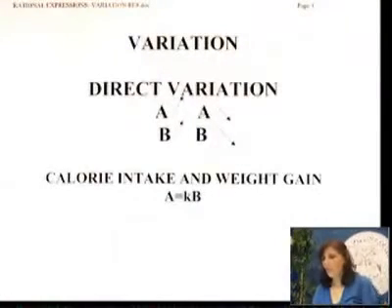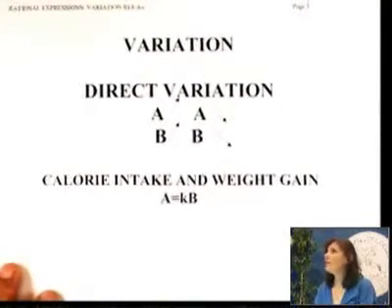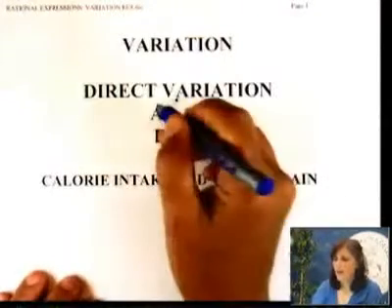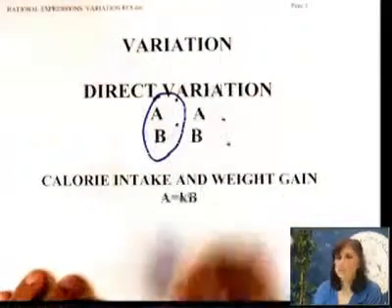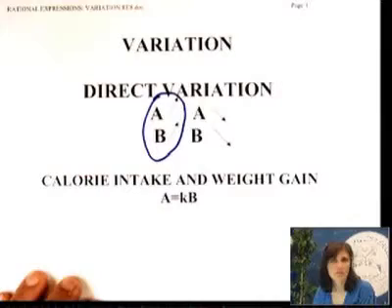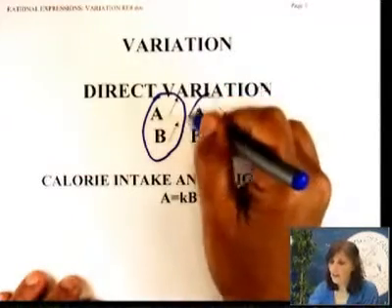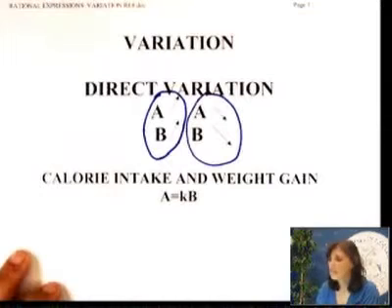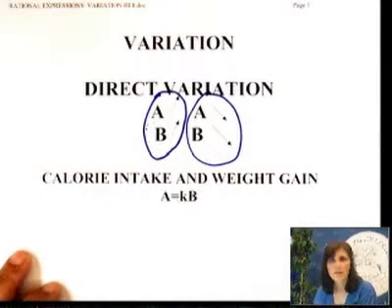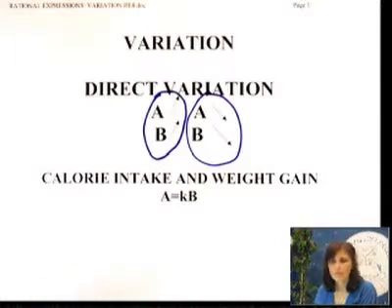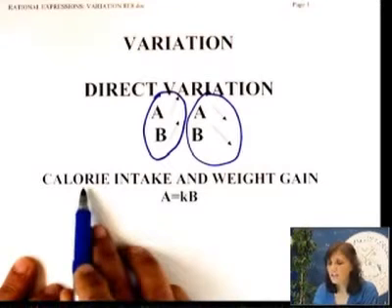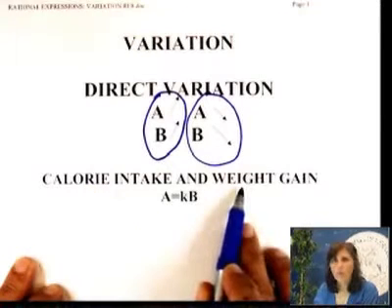Okay, a variation. We call it direct variation when we have two parameters and one parameter increases and the other one automatically increases. And the second case is one parameter decreases, the other one automatically decreases. I'll just show you an example. You say A is in direct variation with B when they both increase or they both decrease. For example, calorie intake and weight gain. So if I take more calories, I'll have more weight.